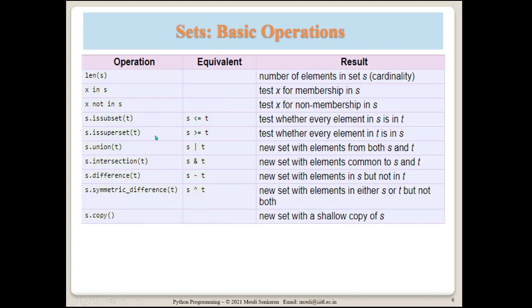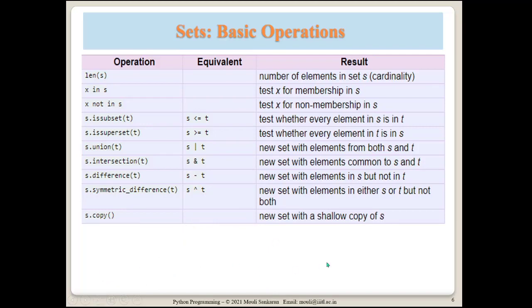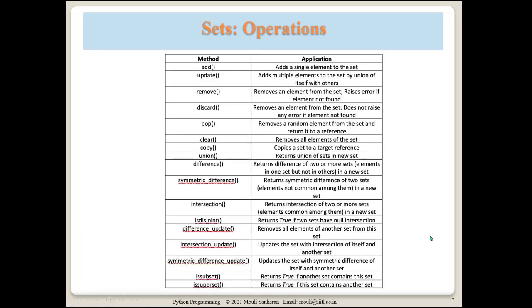I mentioned deep copy and shallow copy. You need a different function for deep copy, which we may also see. Deep copy creates every element again and then copies it, so that if you modify something, it will not affect the original. You can have a shallow copy or a deep copy, whatever you want.